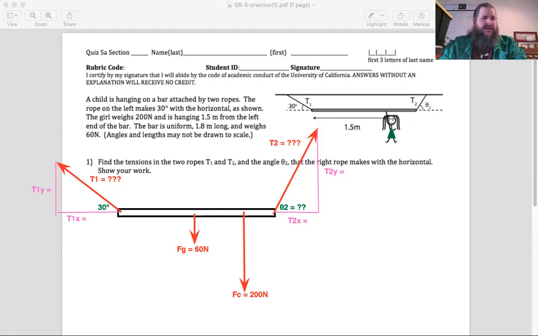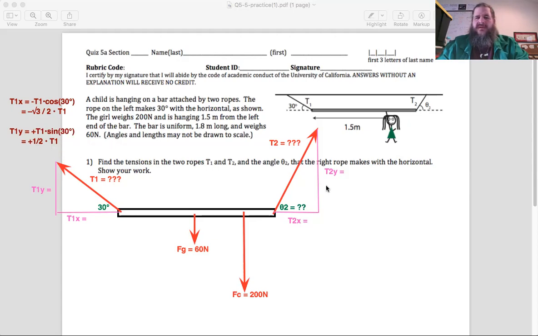So that'll be negative root 3/2 times T1 and positive 1/2 times T1. So we can at least write T1 in terms of its x and y components.